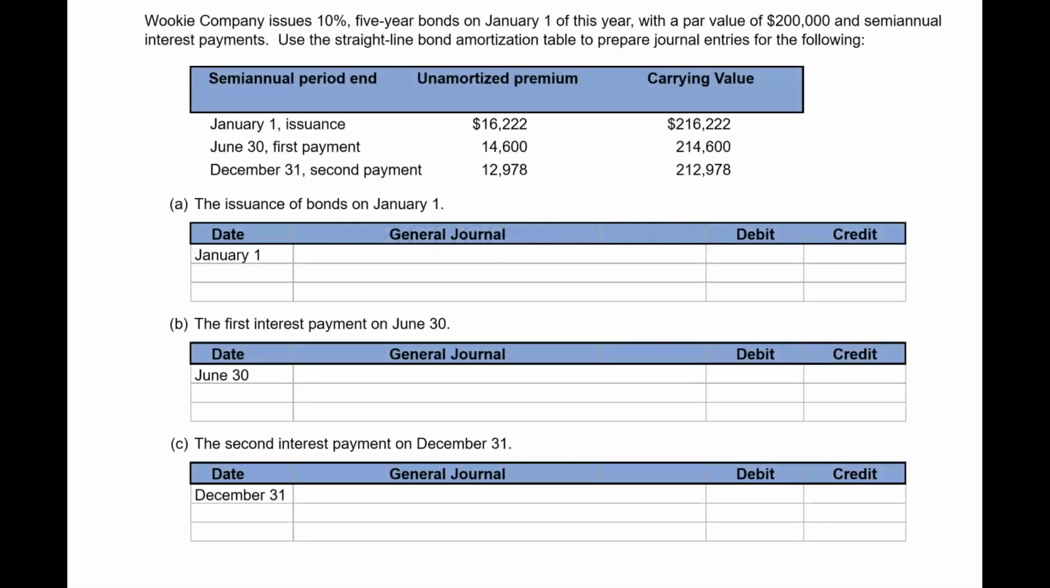Okay, let's practice a problem. Wookey Company issues 10% 5-year bonds on January 1st. Par value is $200,000 with semi-annual interest payments. They use straight line, and this is a 5-year bond, and they issue it at 10%.